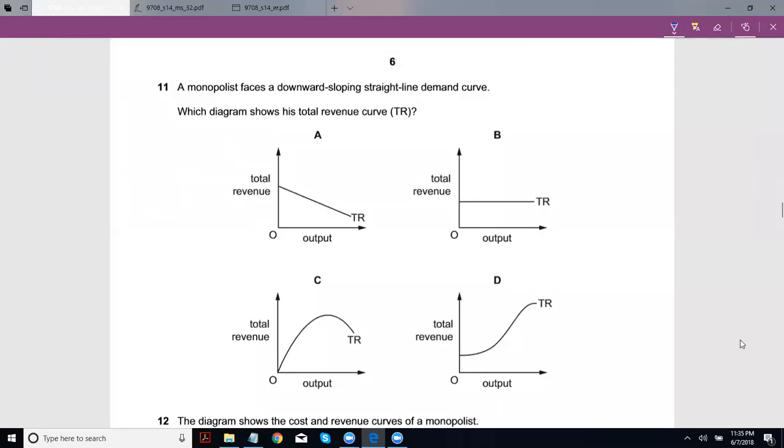All right, so the next 10 MCQs. If you look at question 11, a monopolist faces a downward sloping straight line demand curve, which diagram shows his total revenue curve? It would be C, and to understand why, you can simply draw the diagram.